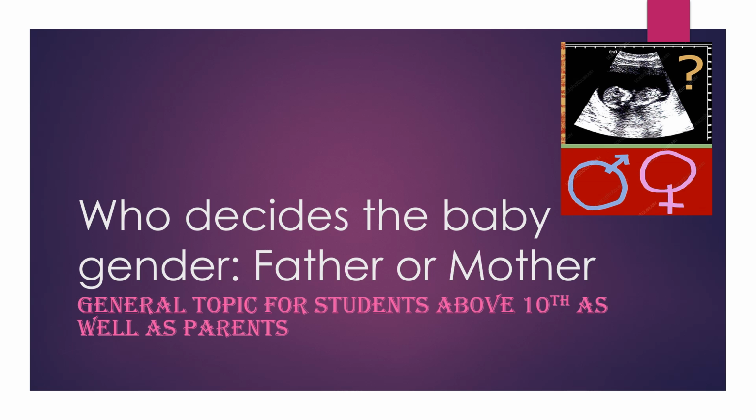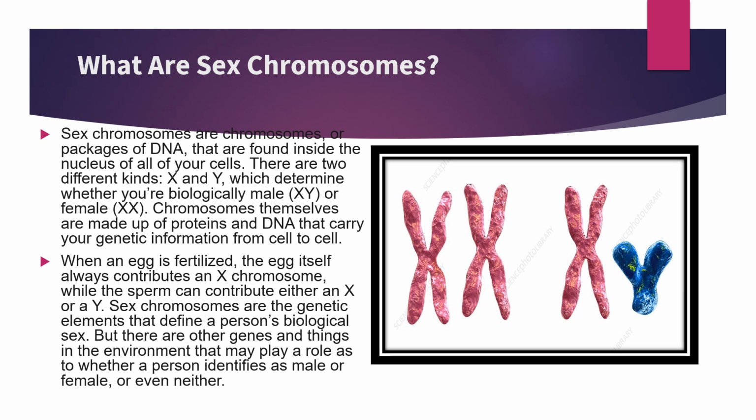So let's get started. Before getting into the topic, we should actually know what sex chromosomes are. Sex chromosomes are the packages of DNA that are found inside the nucleus of your cells. They are of two different kinds, X and Y, which determine whether you are biologically male, having X and Y chromosomes, or female, having XX chromosomes, right?